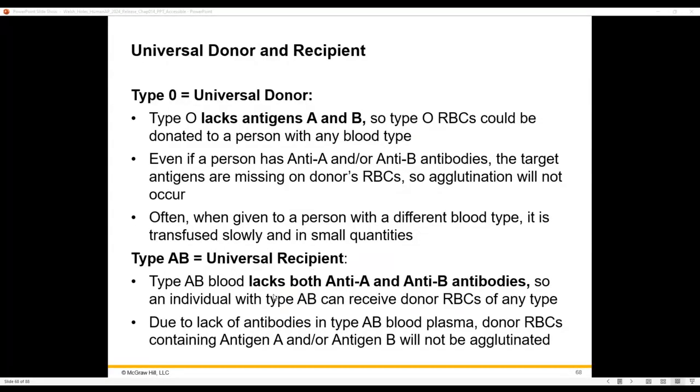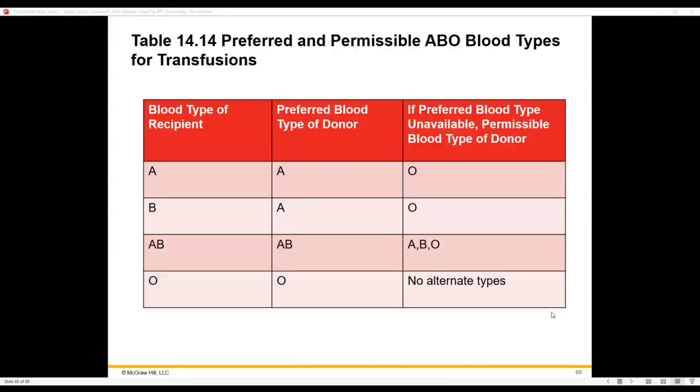Now, type AB is called a universal recipient. Type AB blood lacks both anti-A and anti-B antibodies because it's not going to produce antibodies to itself, A or B. It could take any type, any blood type. Due to lack of antibodies in the type AB blood plasma, donor red blood cells containing antigen A and or antigen B will not be agglutinated. And this is a good chart telling you preferred blood types of donors for each blood type.